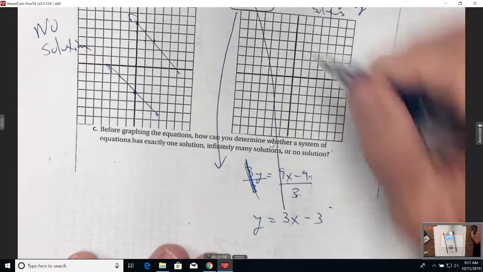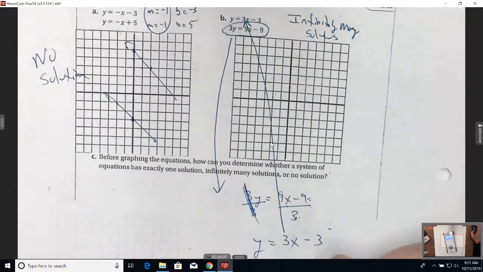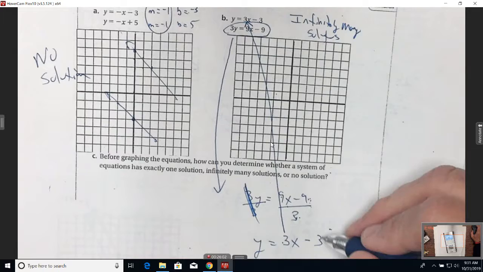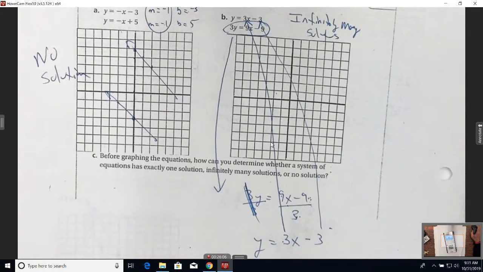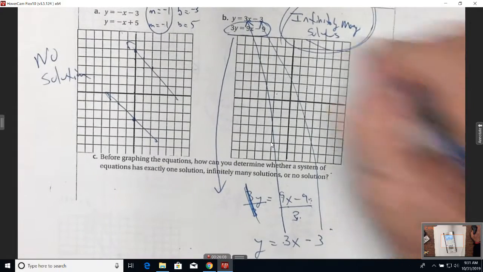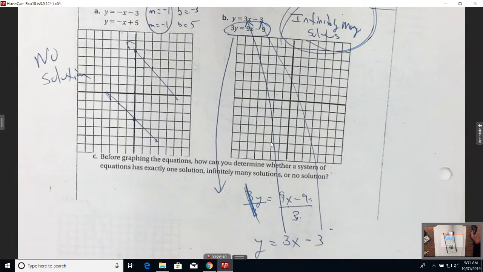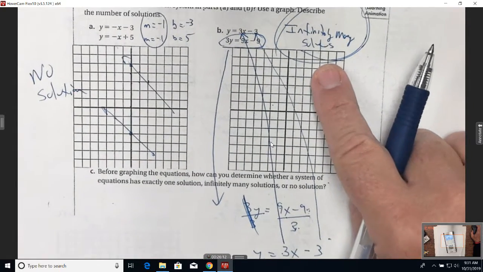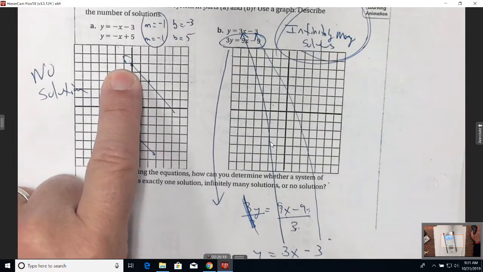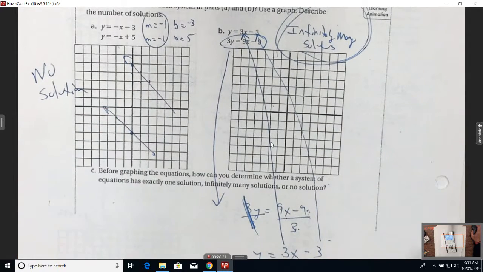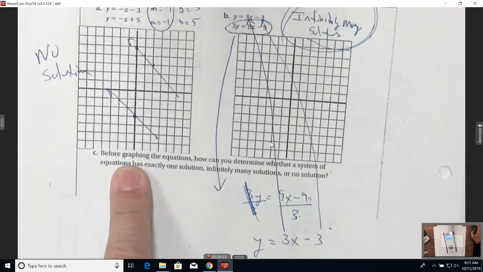See that y? See that slope? The slope is 3. The y-intercept is negative 3. They're the exact same two equations. So when you graph them, they're going to fall right on top of each other, which obviously is infinitely many solutions. Which is what type of a system? Consistent and dependent. What type of a system is this? Inconsistent.